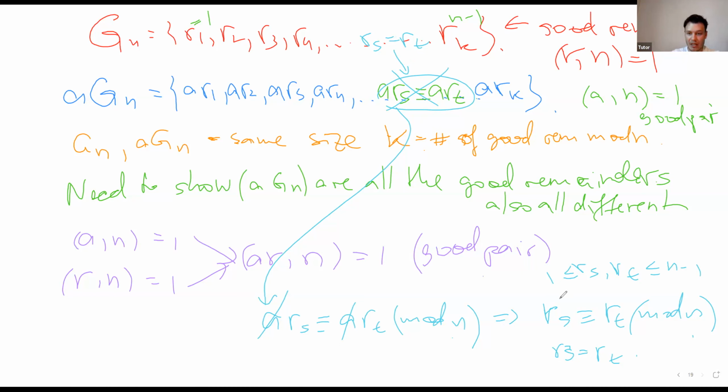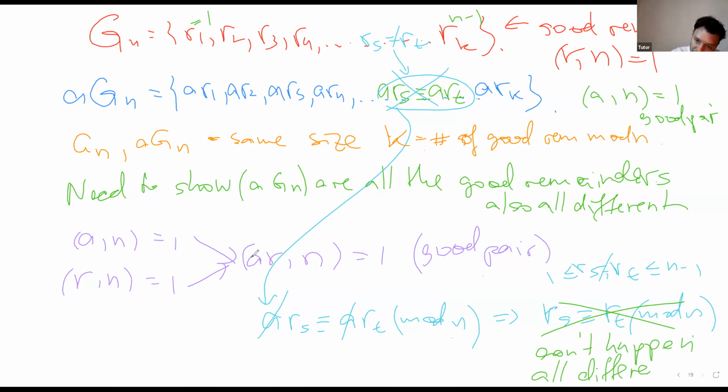What I'm trying to say is that if RS is not equal to RT, if the two of them are different, then this can't happen. So they all need to be different. Okay, so now all these remainders are good. They're all different. There are k of them, so it means that it needs to be all the good remainders. So from here follows the conclusion.